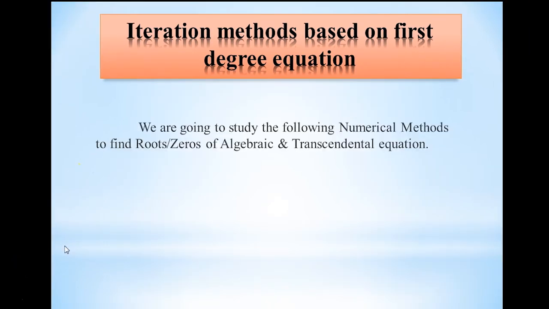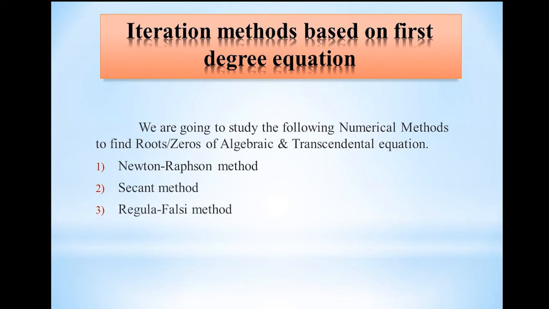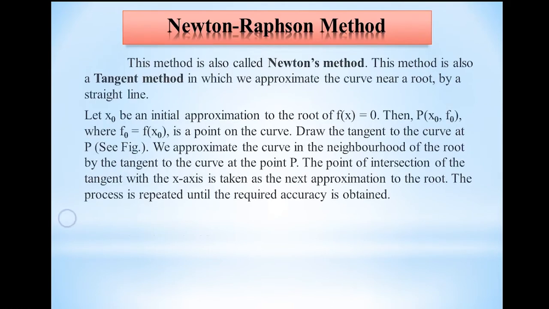We are going to study the following numerical methods to find the roots, or you can say zeros, of algebraic and transcendental equations. First is the Newton-Raphson method, second is the secant method, third is the regula falsi method, and fourth is the iteration method. So let us start one by one. Let's have the first one, that is the Newton-Raphson method.